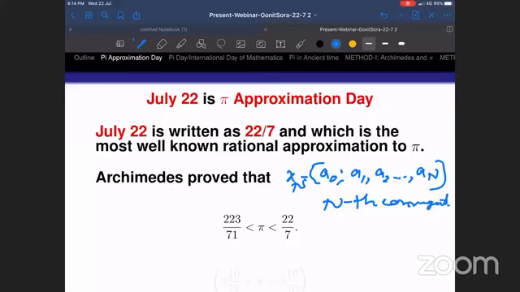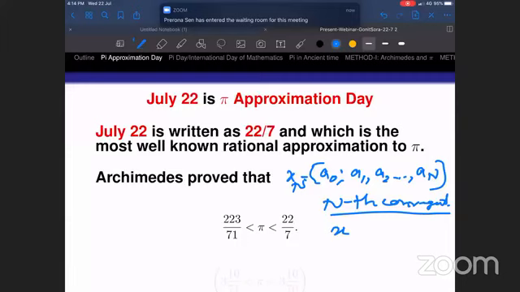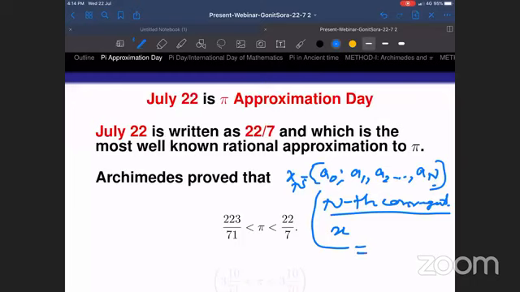Okay, so if we take a finite number of terms, then because it is finite, therefore it is what? This is a rational number. The convergents are rational numbers, and I can write them in terms of pn over qn, where these pn and qn are integers. Okay, so this is called a convergent.